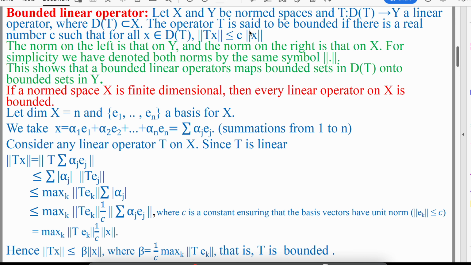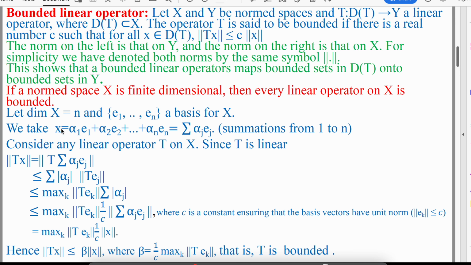It shows that bounded linear operators map bounded sets in the domain of T onto bounded sets in Y. Suppose a normed space X is finite dimensional, meaning it has a finite number of basis elements, then every linear operator on X is bounded. Suppose the dimension of X is n and e1, e2, up to en, the set consisting of these, is a basis for X.